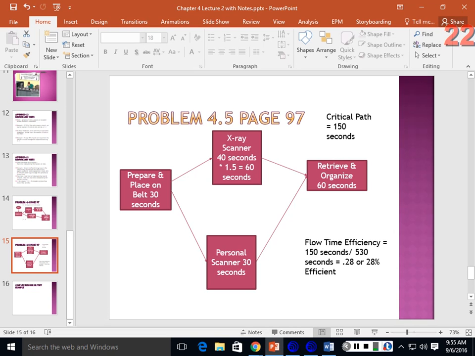All right. Then the last question says, what is the impact on theoretical flow time of the process if the personal screening activity is expedited to 20 seconds?